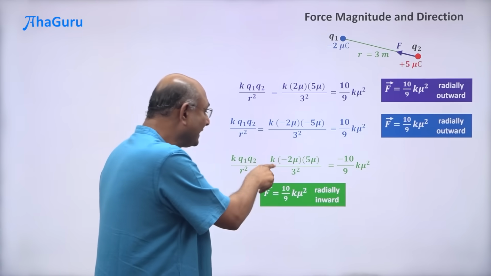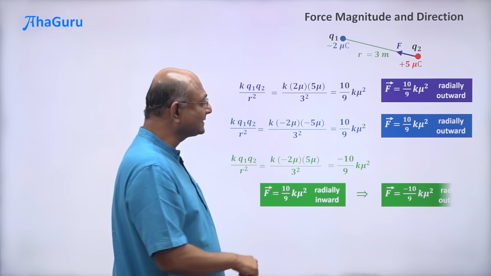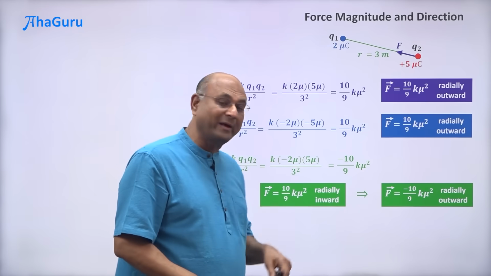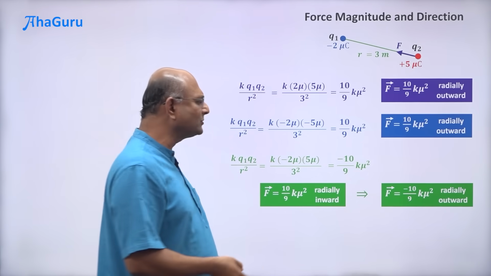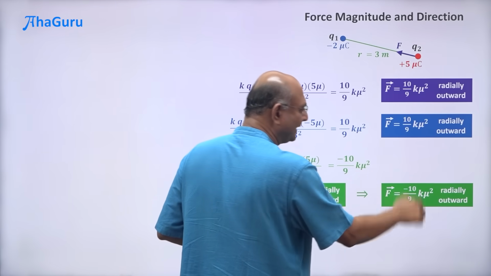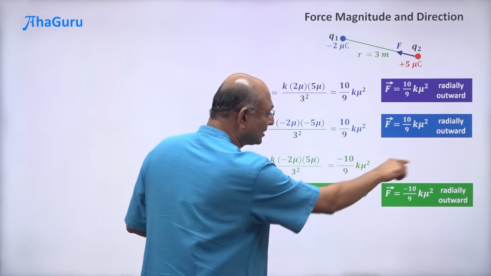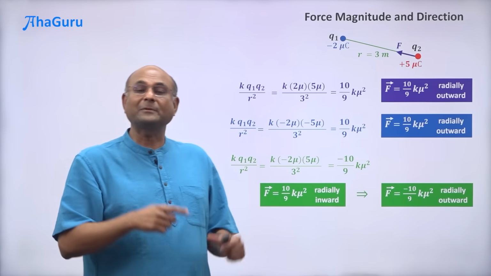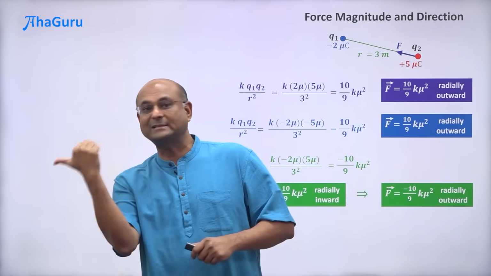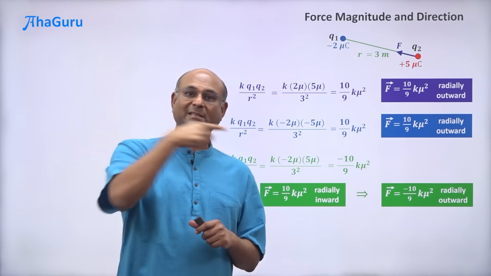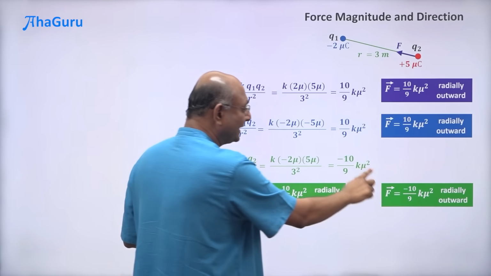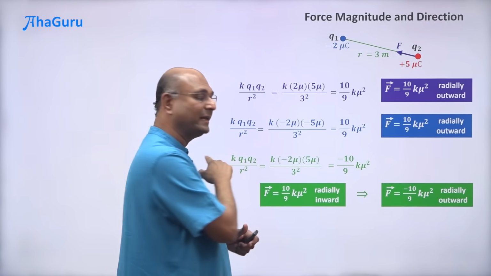Then I can still rewrite this as minus 10 by 9 K mu square radially outward. How is that? The minus sign and radially outward combine to give you radially inward. What is minus of radially outward? Suppose I say minus of this direction, well that is that direction. Minus of that direction is this direction. So minus of radially outward is radially inward.